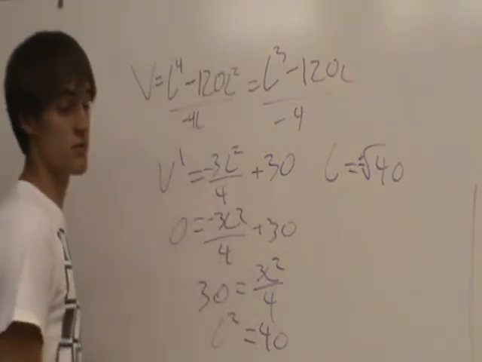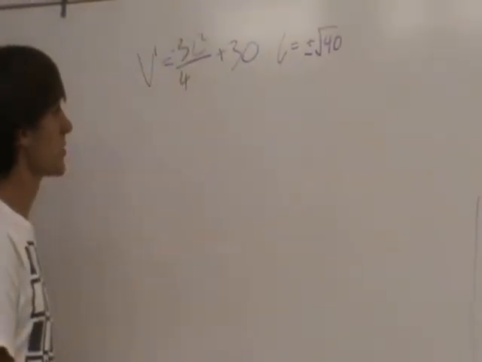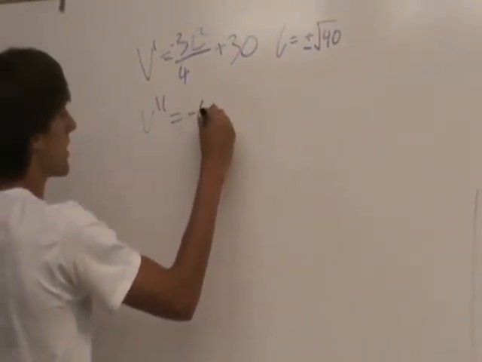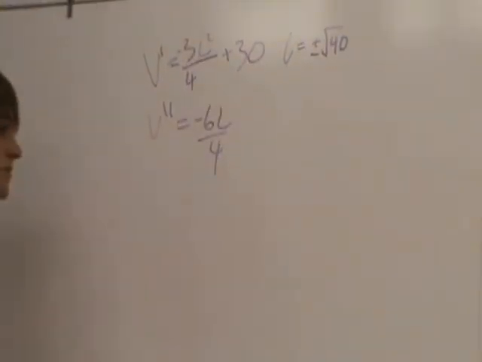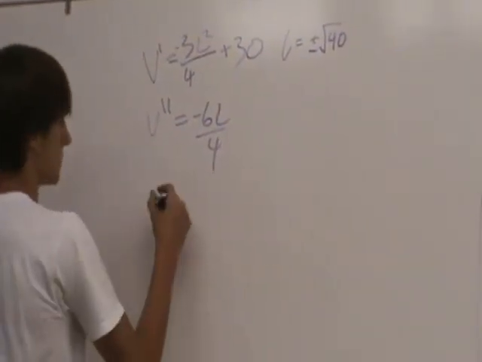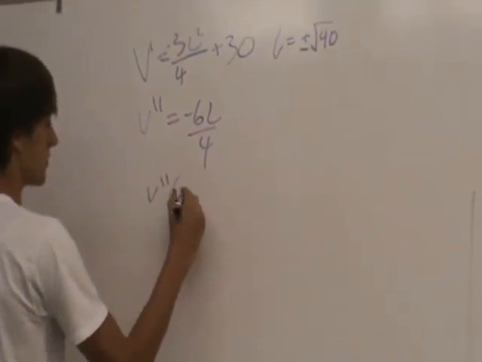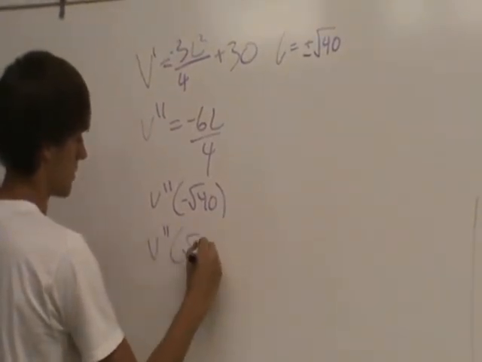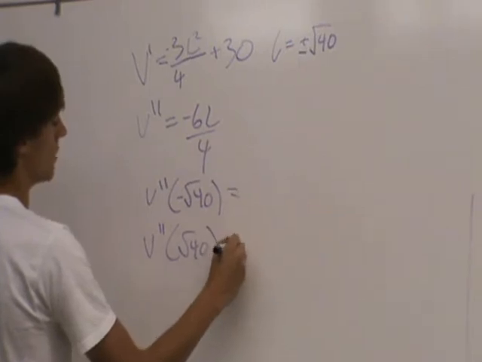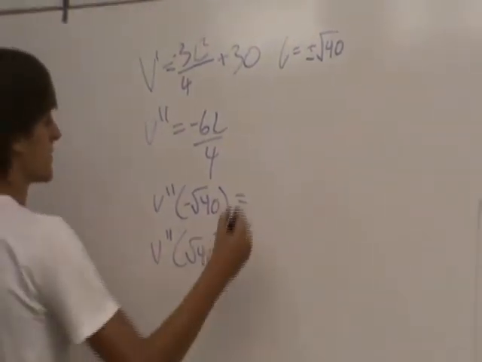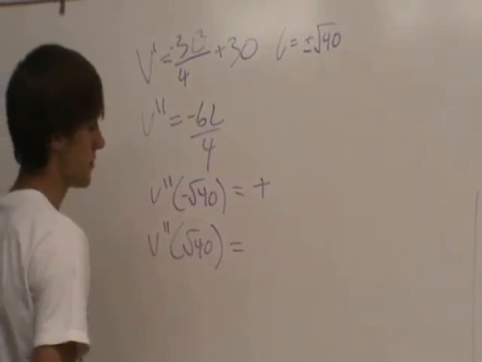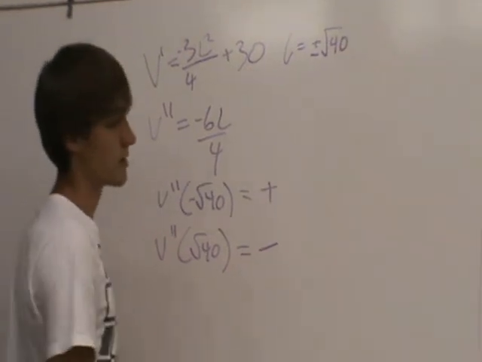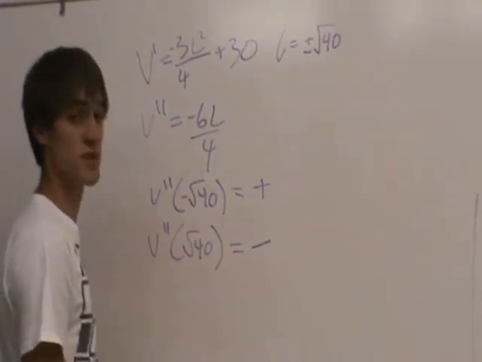Now we have to move on to the second derivative test. For the second derivative test, we need to find our second derivative, which is going to be negative 6 length over 4. And we're going to plug in our first derivative zeros. Negative square root of 40 gives us a positive number, a concave up parabola, and the square root of 40 gives us a negative number, which is a concave down parabola, which is where our maximum is going to occur.